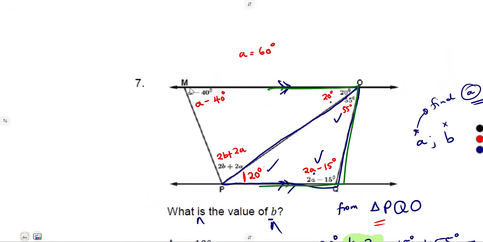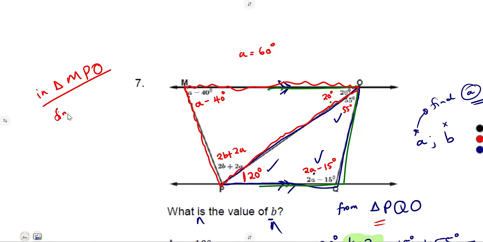So you can see that in this triangle M to P to O, we have B there. So you can use that triangle. In triangle MPO, you're going to find the value of B. You can form an equation, it's up to you.